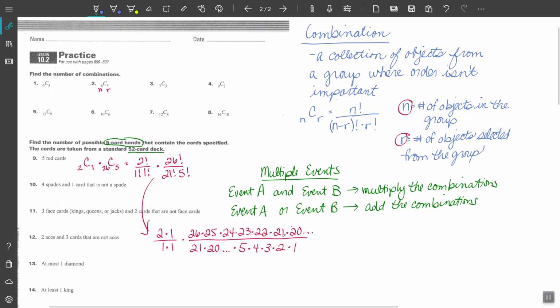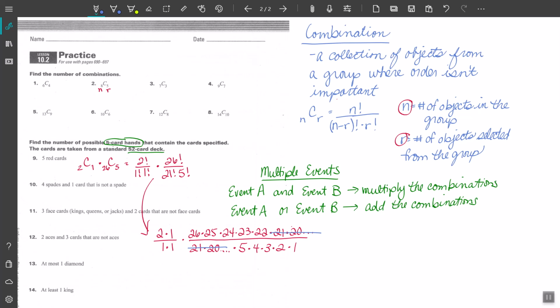Down here, I didn't even finish it. I wrote 21 times 20, dot, dot, dot. That means I'm going to keep going all the way down to 1. But that can actually be canceled with the 21 factorial in the bottom, because the 21 factorial is going to be 21, 20, all the way down to 1. So those 2 can be canceled. The end of the 26 factorial and all of the 21 factorial.